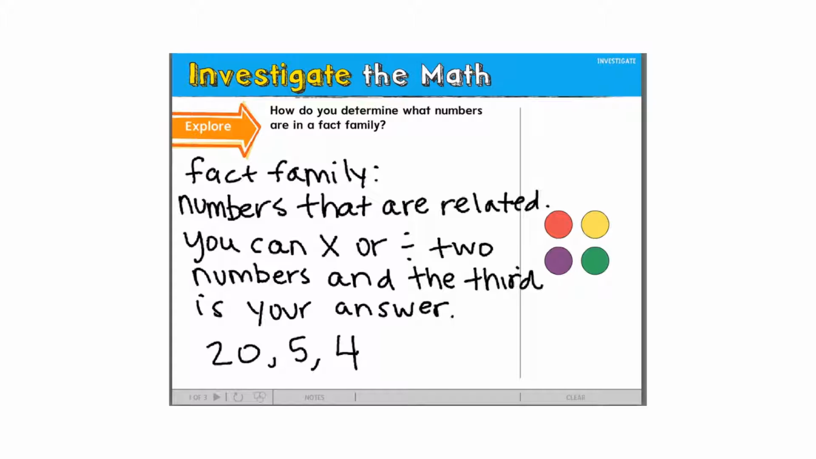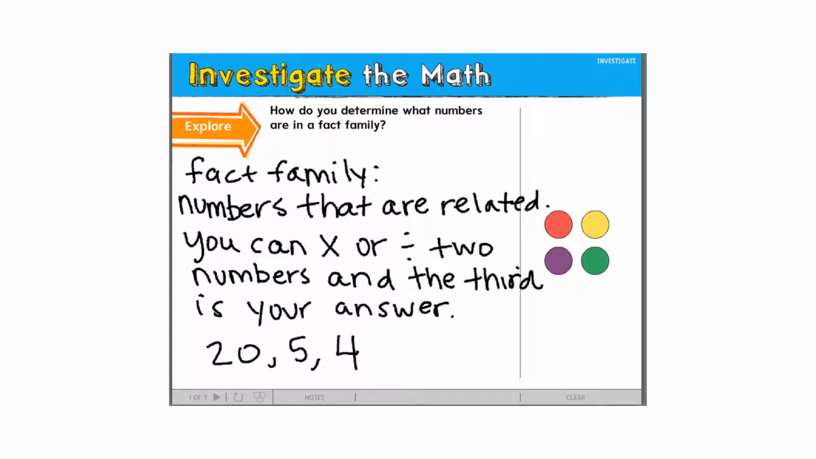So for example, 4 times 5 is 20. That used all three of those numbers. We took two of the numbers, we multiplied them together, and we got the third number as our answer. So 4 times 5 is 20. I used a 4, I used a 5, and I used a 20. I used all three numbers. And if I wanted to use division, I could do 20 divided by 5, and that would give me 4.